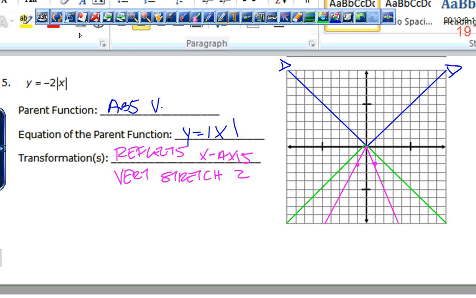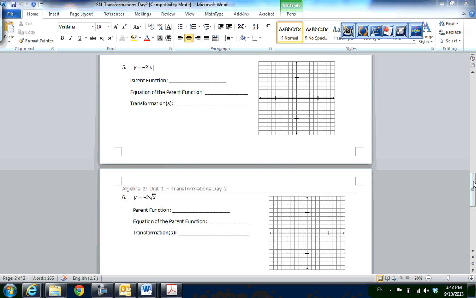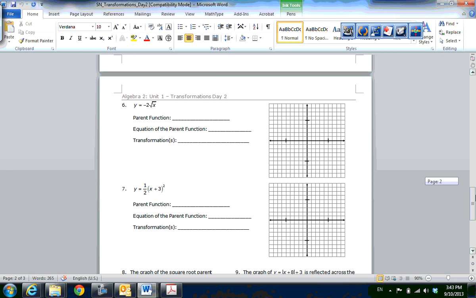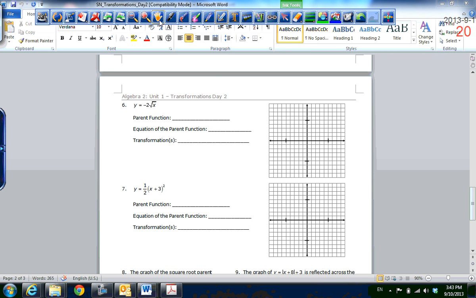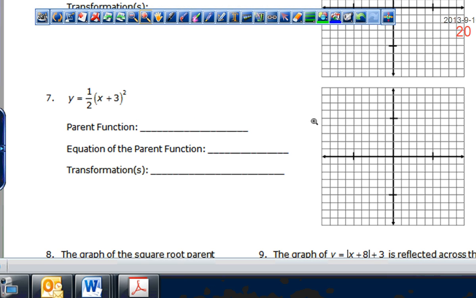On to the back, shall we? Alright, 6 or 7, what do you want to do? 7. 7 it is. What's our parent function there?